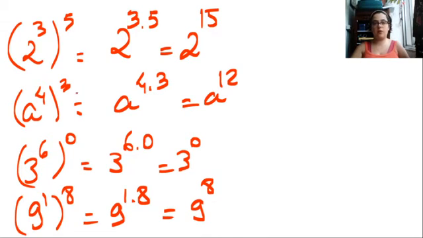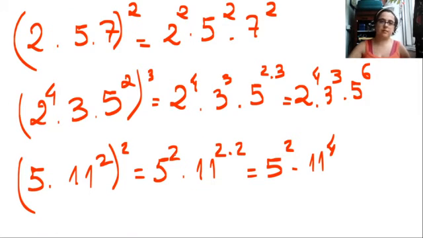Other examples, now with parentheses. I have base 2 and I have a power inside the parentheses elevated to another exponent. So I do 3 times 5, which is 15. Here the same stuff. I repeat the base a and I do 4 times 3, which is 12. Here the same. I repeat the base 3 and I do 6 times 0, which is 0. Here I repeat the base 5 and I do 1 times 8, which is 8.